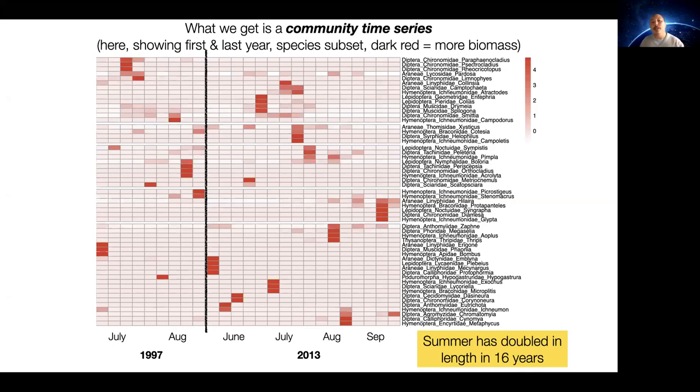And I call this a community time series. So on the left is 1997 to 2013. And the first thing you should notice is that summer is now twice as long as it was in 1997. So that's the climate change effect. And that's pretty much all that's happening in this place. So we're abstracting out only climate change on this community.